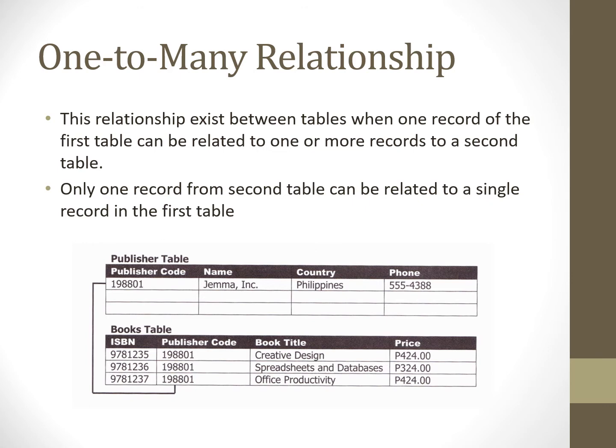However, in the books table, as you can see there, the publisher code is actually repeating, because it's possible that the publisher is publishing several books, and it refers to the same company or the same publishing company.